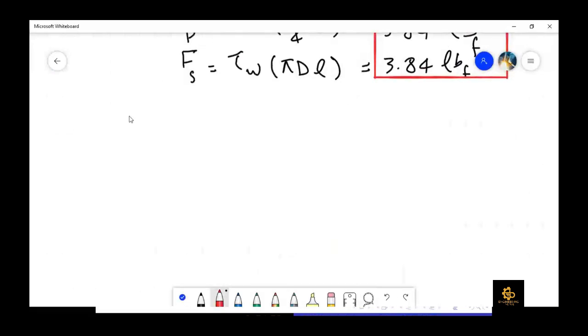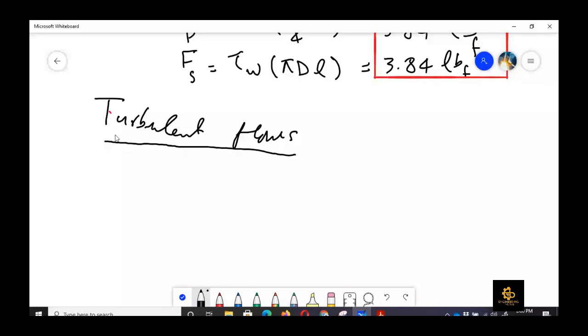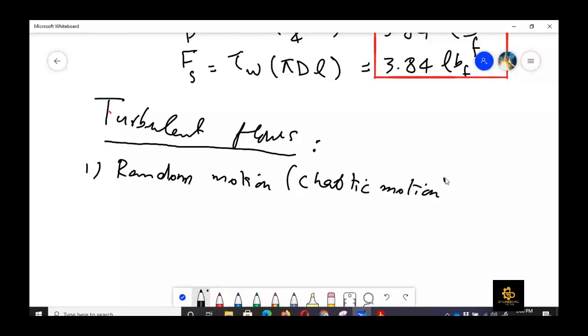Turbulent flows are characterized by random motion. We also call it chaotic motion. And the second characteristic of turbulent flow is rapid mixing of the fluid.